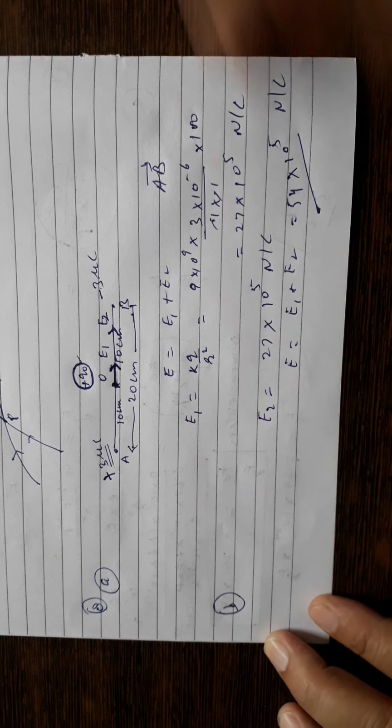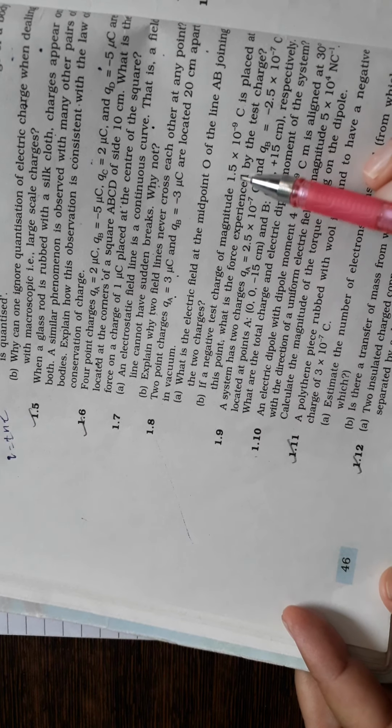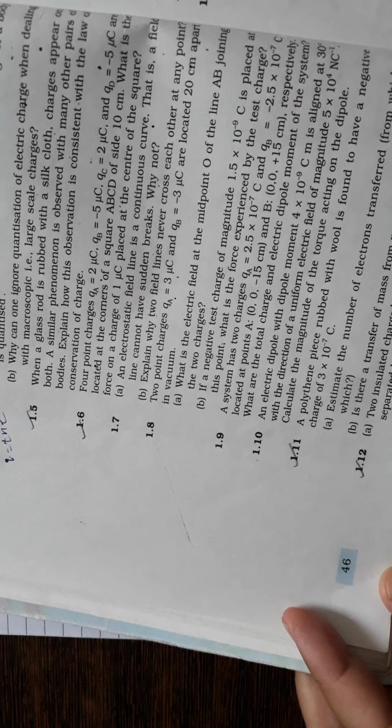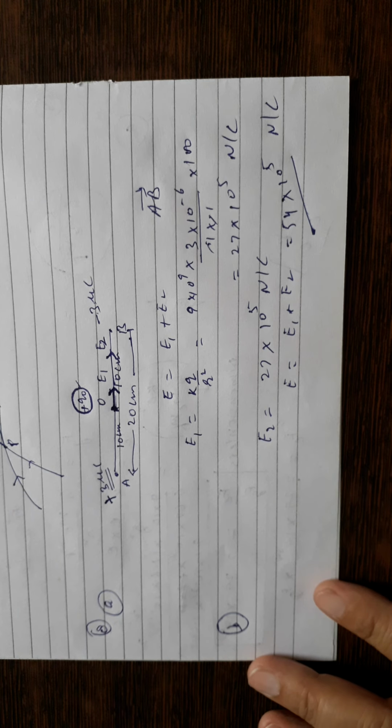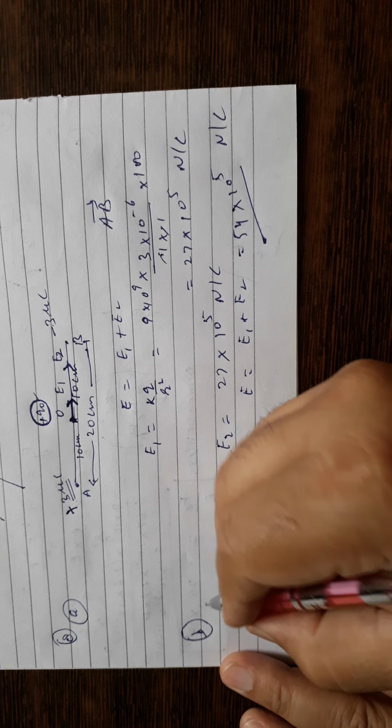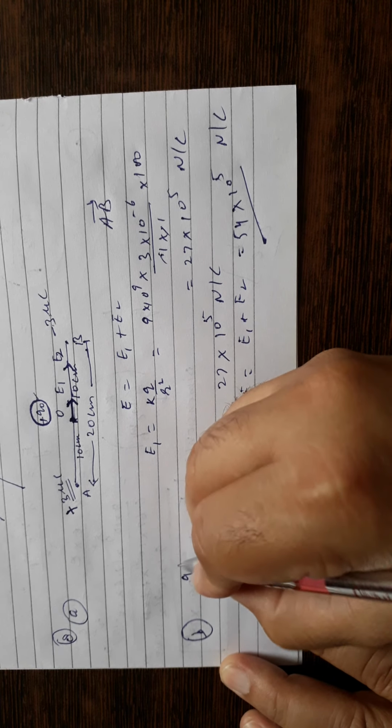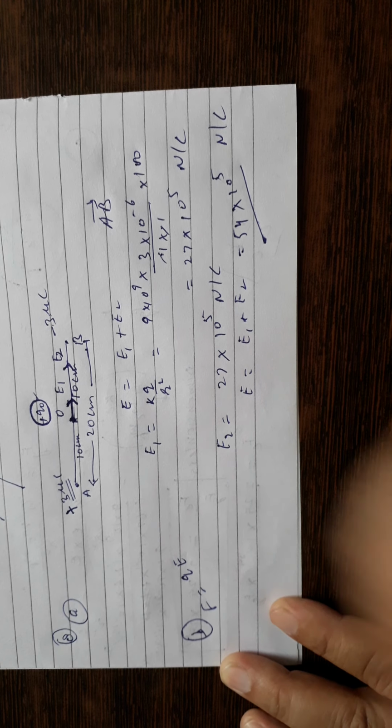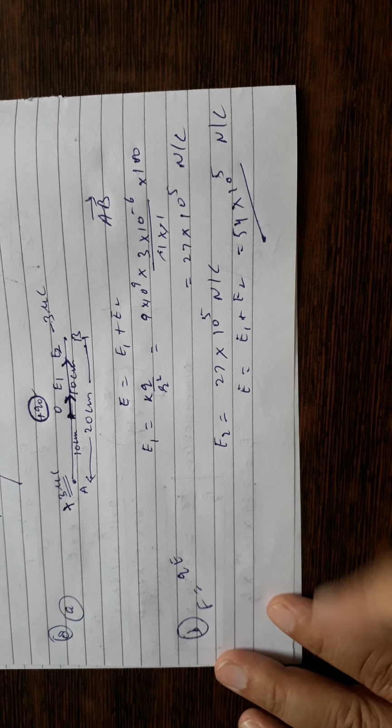In second part, in B part, what we have to do, if a negative charge of magnitude 1.5 into 10 raised power -9 coulomb is located at this point, what is the force? It is also very simple, students, very important result. Please remember, if a charge Q is placed in an electric field E, the force is equal to QE. F is equal to QE.